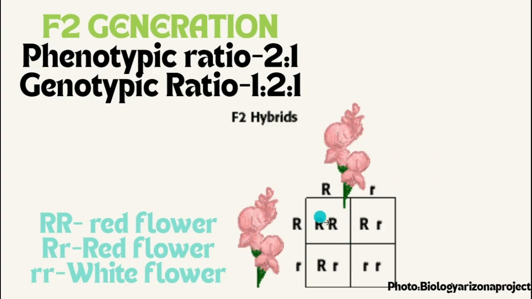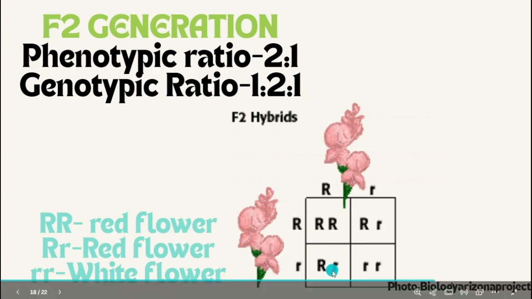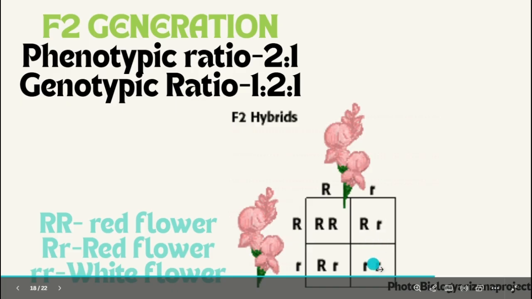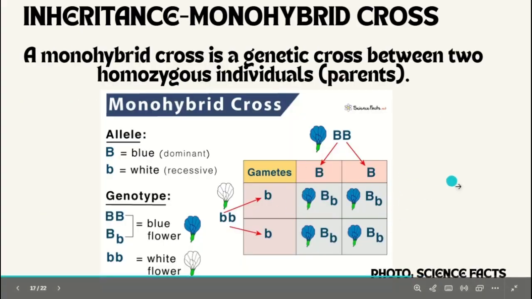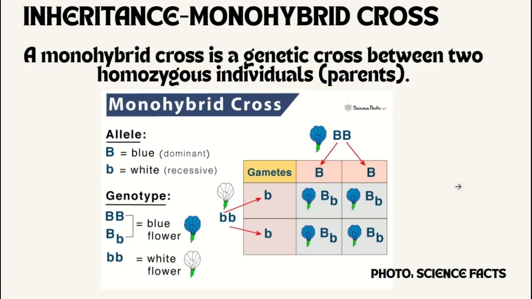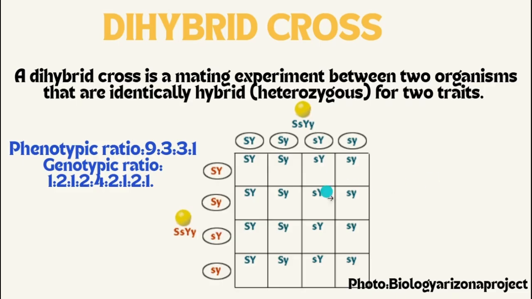And then the genotypic ratio is going to be 1 big R, 2 big R, little r, and then 1 little r. So that's basically the F2 generation, right? So as you can see, the first generation is usually very simple, everything 100%. So you're going to end up with 100% heterozygous. You're also going to end up with 100% of the dominant trait, which in this case was blue flowers.